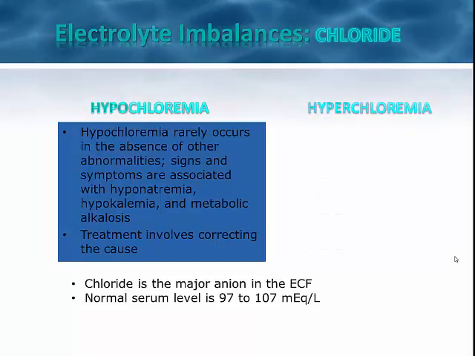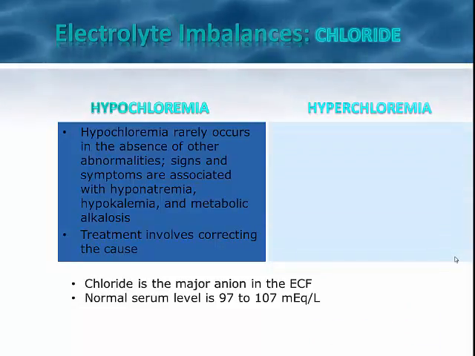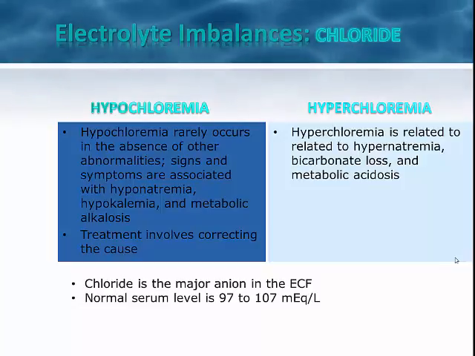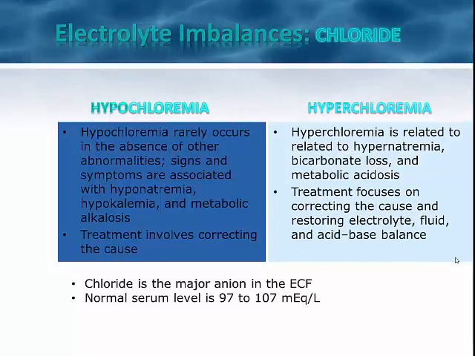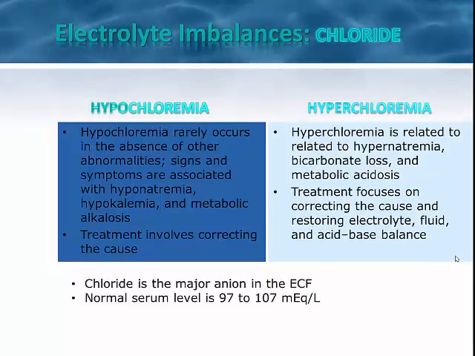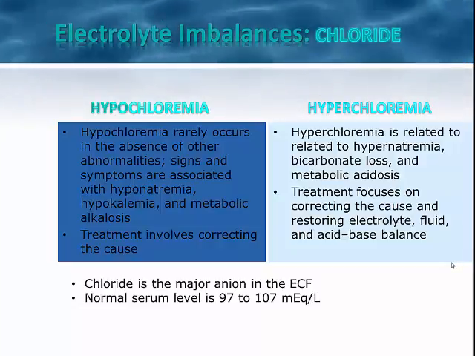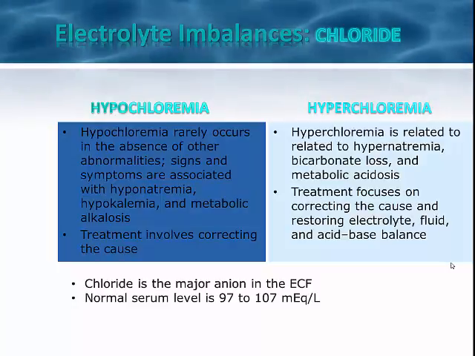For hyperchloremia, it's usually related to hypernatremia, a bicarb loss, and metabolic acidosis. So again, the treatment needs to focus on the restoring of electrolytes and the restoring of fluids and getting an acid-base balance.